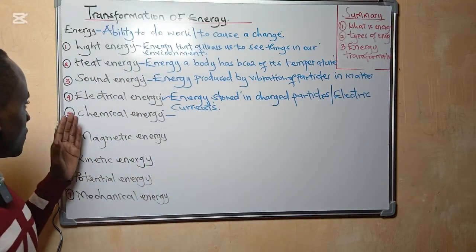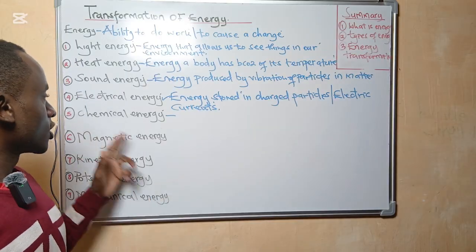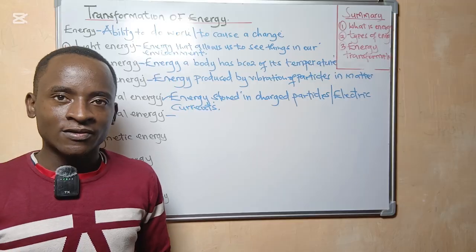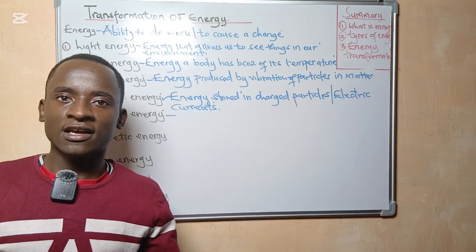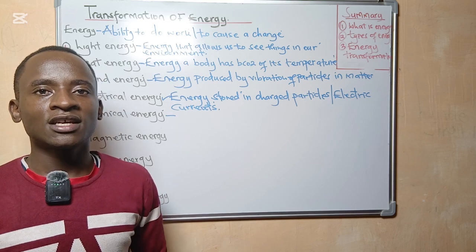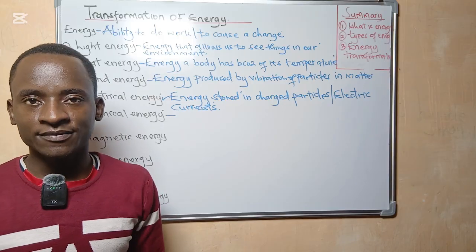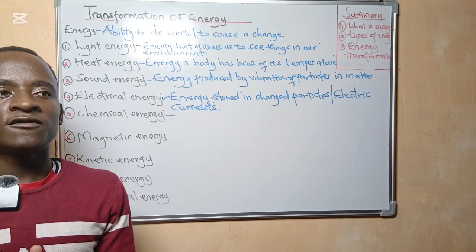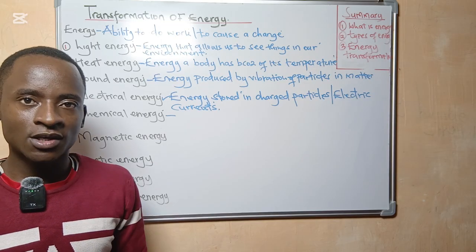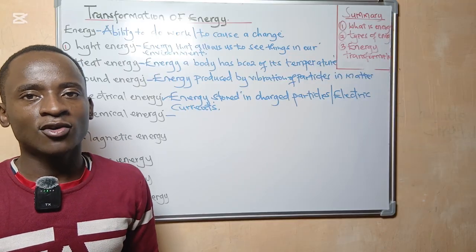Then we come to the fifth form of energy, or the type of energy. We call it chemical energy. In our life, we are using chemicals. The nutrients we get from foods are chemicals. Food itself is a chemical. It has a form of energy, and this form of energy is called chemical energy. When you eat food, you are getting chemicals like carbohydrates, proteins, vitamins, and minerals. Now, the form of energy stored in food, we call it chemical energy.